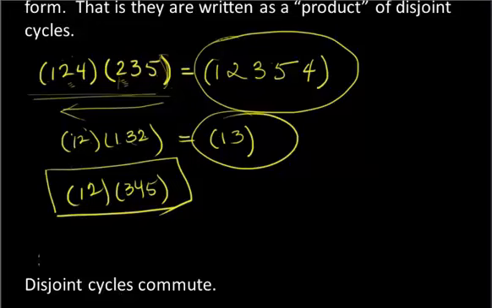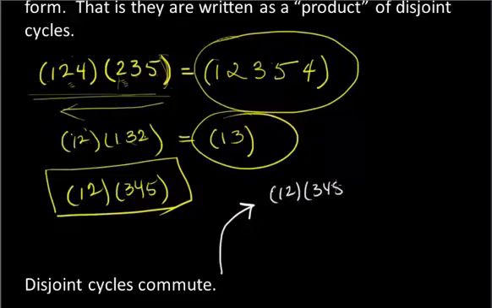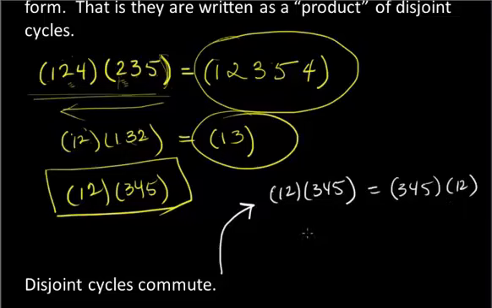Disjoint cycles commute. Others do not if they're not disjoint. Let me show you an example. If you have this (1 2)(3 4 5) that we just wrote up there, if you multiply it out, you'll see it's (3 4 5) times (1 2). It doesn't make any difference. If they're disjoint, you can move them all around.